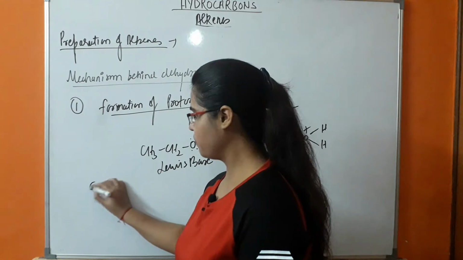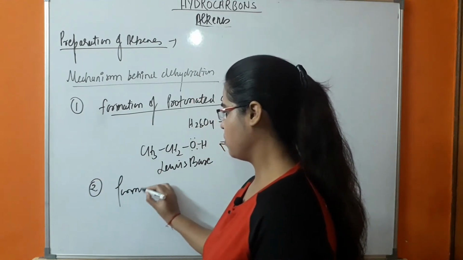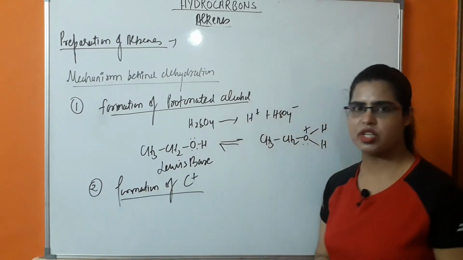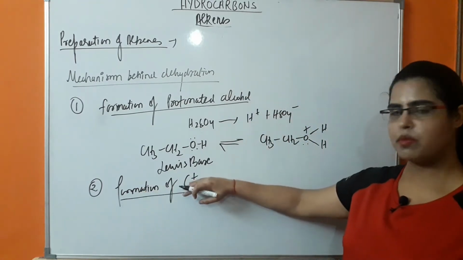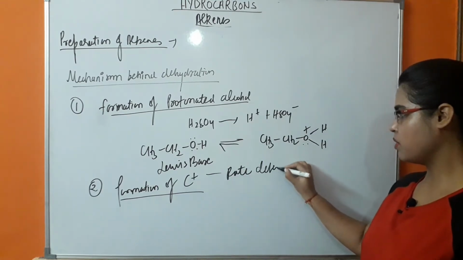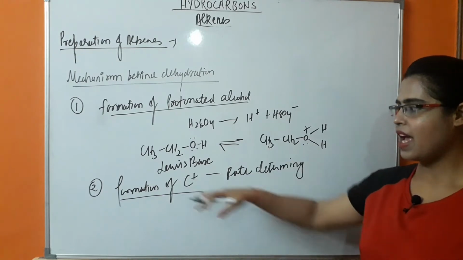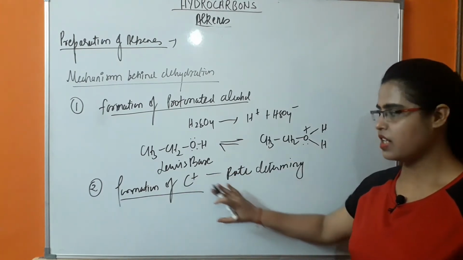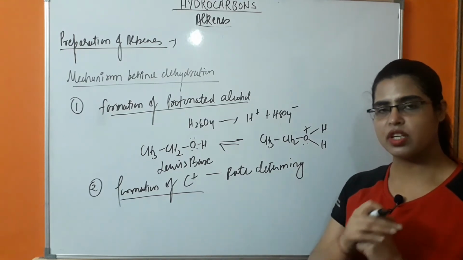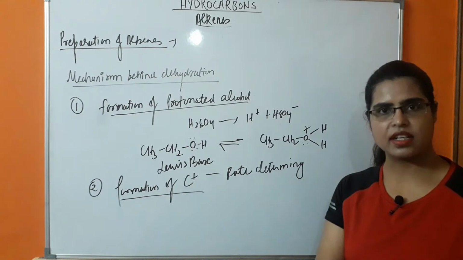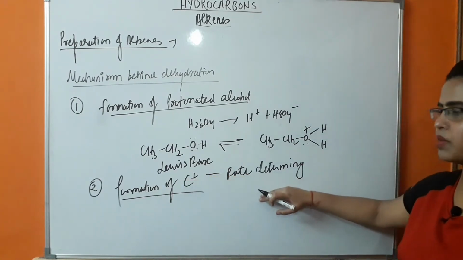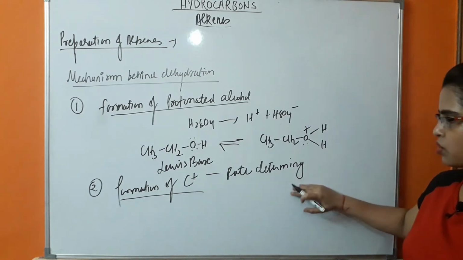Second step, formation of carbocation. This will be the rate determining step because this is a slow step. Why is it slow? As the carbocation is formed, the reaction will occur by itself because this carbocation is highly reactive. So the carbocation is behaving as a reactive intermediate which is responsible for the completion of the reaction, due to which this step is the rate determining step. So this is a slow step.